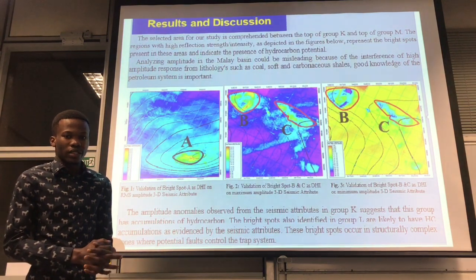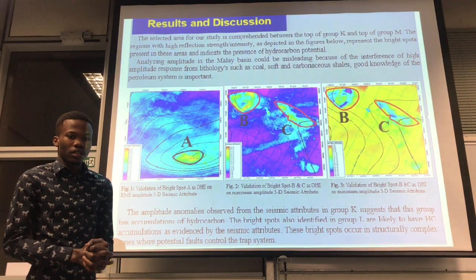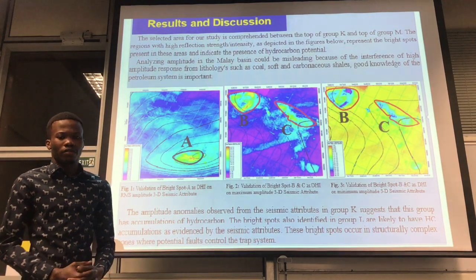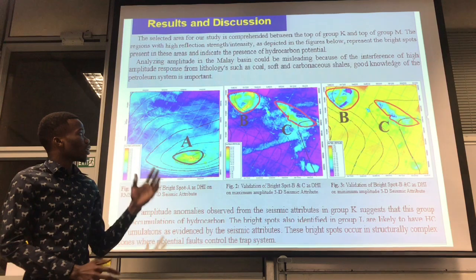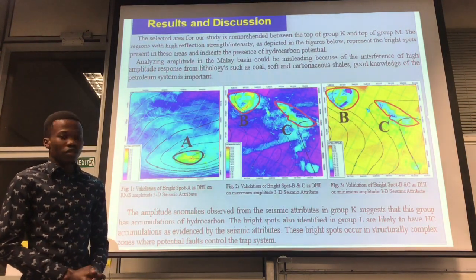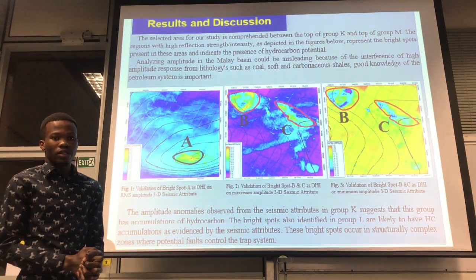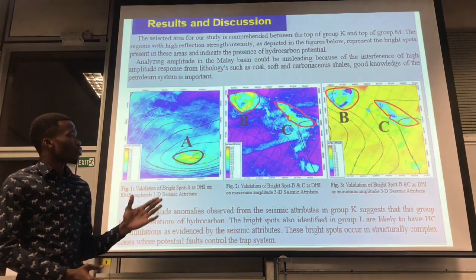Amplitude anomalies in the Malay Basin can be misleading due to the presence of very high amplitude responses, such as coal and carbonaceous shales. So it's very important to have good knowledge of the petroleum systems in order to conclude the presence of hydrocarbon.